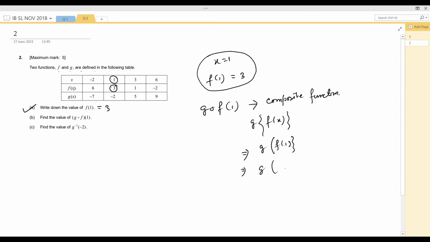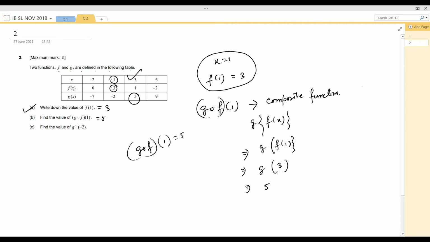And from the chart you can see g(x) at 3 has the value 5. So the value of g of f of 1 is 5. So the composite function g of f of 1 is equal to 5. So this answer is equal to 5.